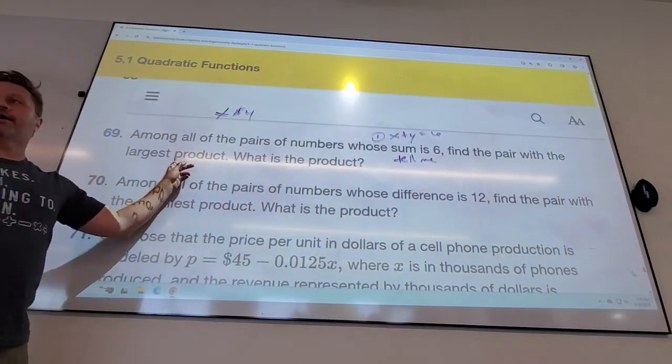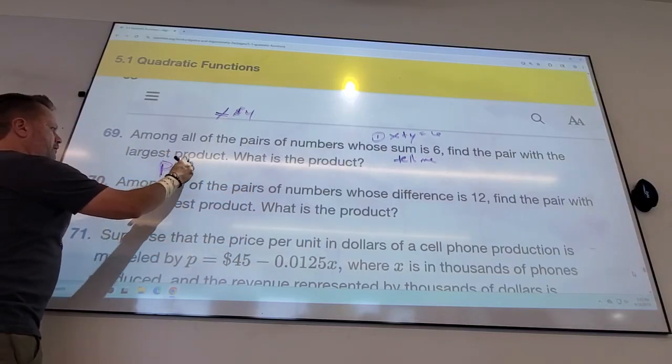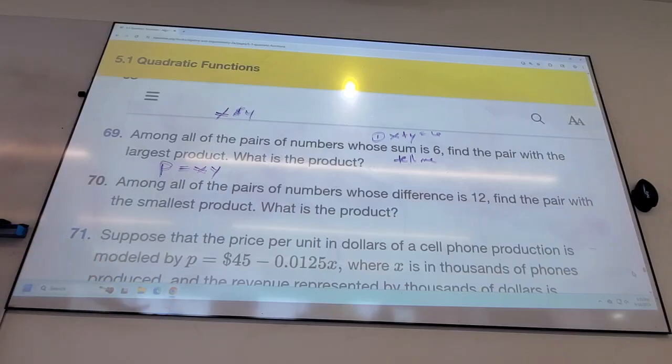Yeah, the largest product, right? So the product function is x times y. This is just the product of the two numbers. What equals 6? Their sum is 6, and it wants me to find the largest product. So from there, could you not just take all of the numbers that add up to 6 and then just multiply them? Yeah, you could. How many numbers add to 6? Well, a lot.